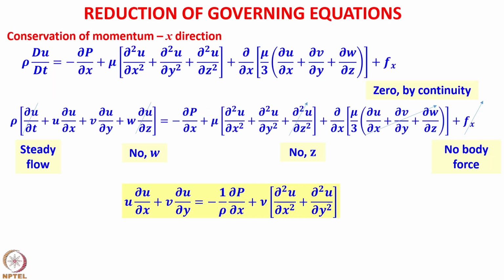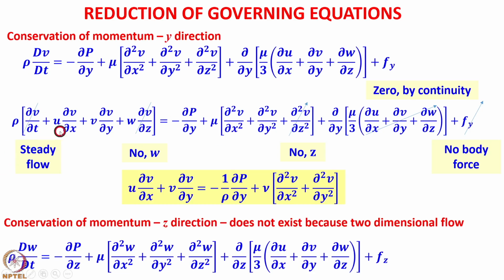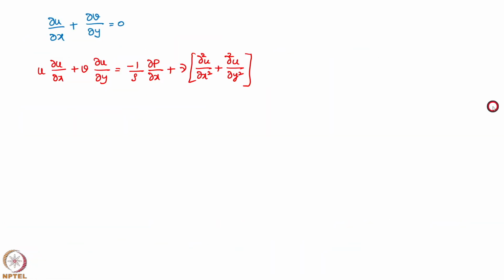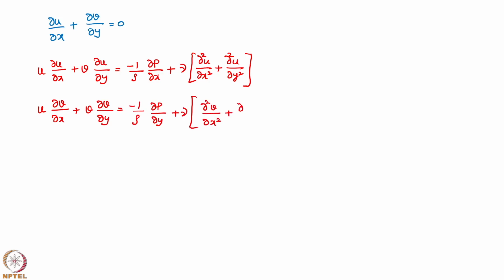Similar to what we wrote for the x momentum equation, with similar logic I can throw away the dou V by dou t term, the dou V by dou Z term, the dou squared V by dou Z squared term, and the dilation rate, and I am not considering body force. So under those conditions I have U dou V by dou X plus V dou V by dou Y equal to minus 1 by rho dou P by dou Y plus nu into dou squared V by dou X squared plus dou squared V by dou Y squared. Now let us take up the energy equation.